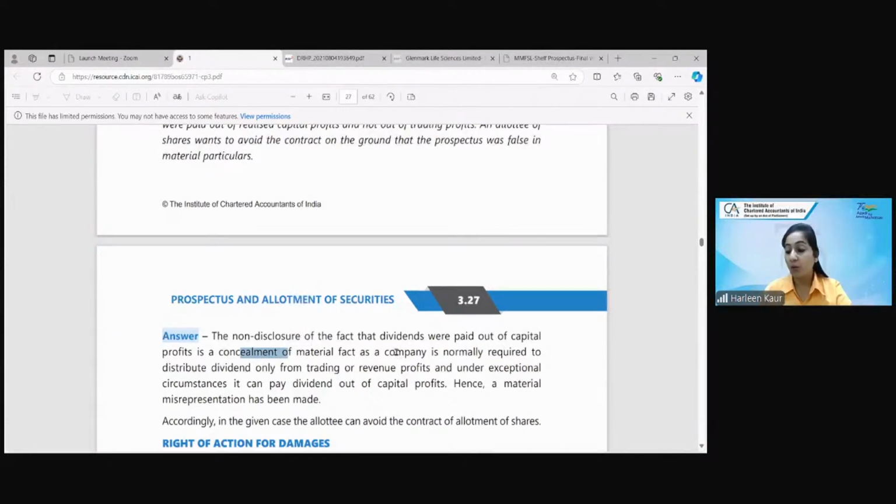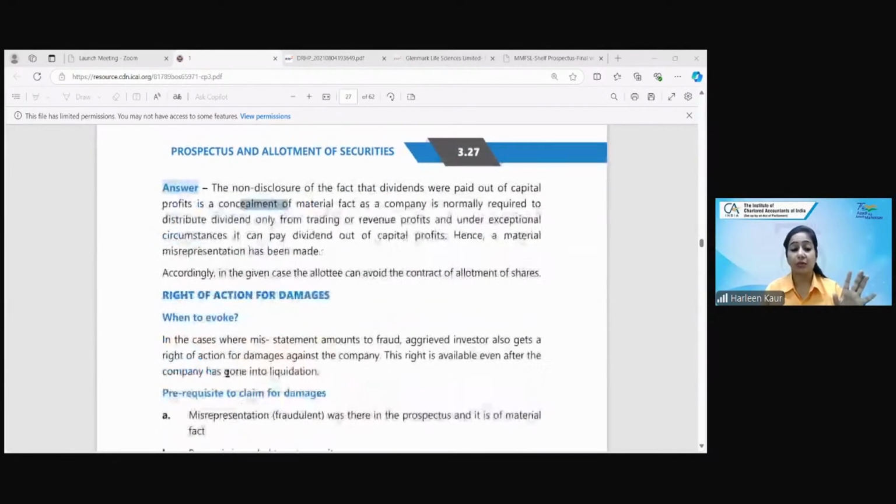You were asking, Bhavna, why the company is being held liable. Here it is written: you are trying to conceal the material facts, you're trying to hide the material facts. It is normally required to distribute dividend only from the revenue profits, with exceptions. Hence, a material misrepresentation has been made, and the allottee can avoid the contract. Okay, this example was on the basis of the previous discussion that we have.